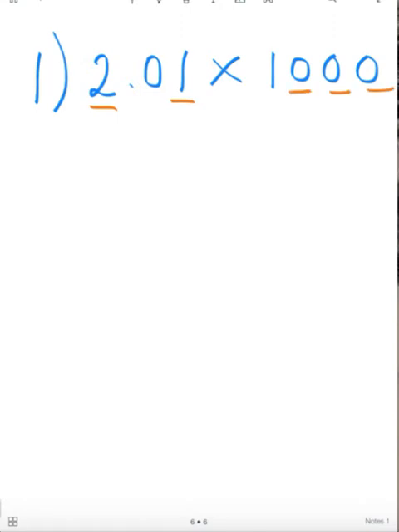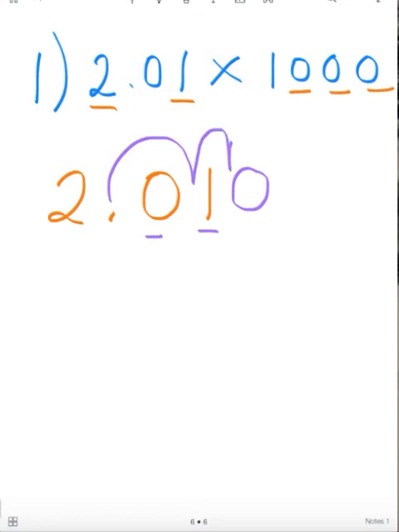I'm going to write it out again, just down here, just so I have more space. So 2.01. And what I'm going to do is, because I can see that I'm moving 3 places and I only have 2 digits here, I'm going to add a 0 at the end, just so I don't get confused. And now I'll move my decimal 3 places. So 1, 2, and 3. And that's its new spot.